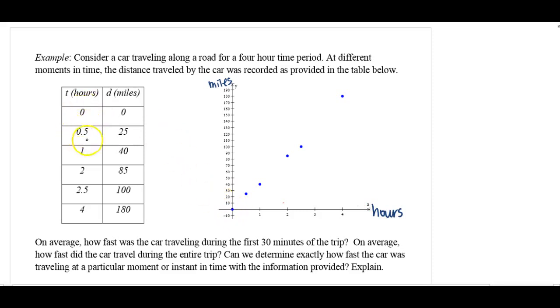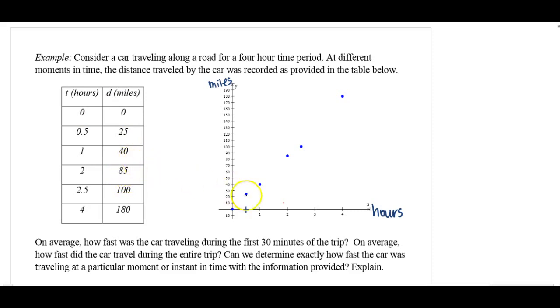But after a half an hour has passed, after 0.5 hours, so right here at 0.5, I have traveled a total of 25 miles. So that corresponds to this coordinate point here. And then after 1 hour, I've traveled 40 miles, and so on and so forth. Each of these blue points corresponds to the different coordinate points from the table of data.